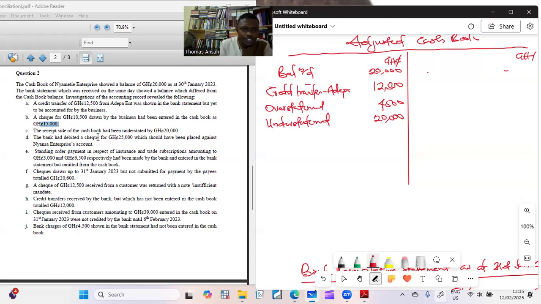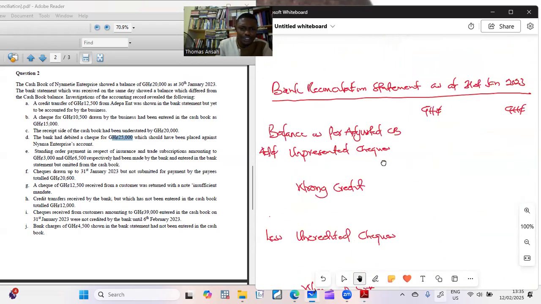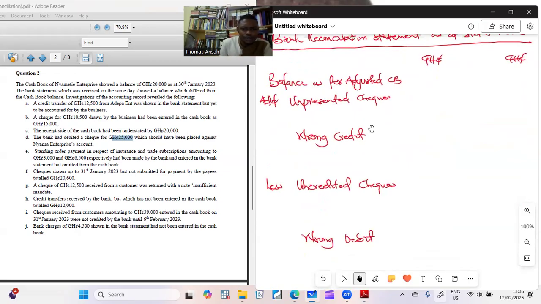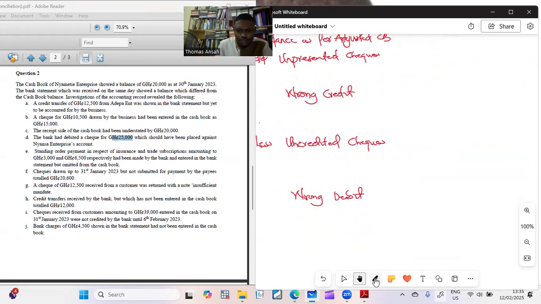The bank had debited a check of 25,000, which should have been placed against Nyansa Limited. We are Nyametie, and somebody else is Nyansa, but they debited that check to us. So it is a wrong debit. Take note of that: wrong debit from Nyansa Enterprise, 25,000. It is an error resulting in a decrease in our account balance, so that is why we call it a wrong debit.